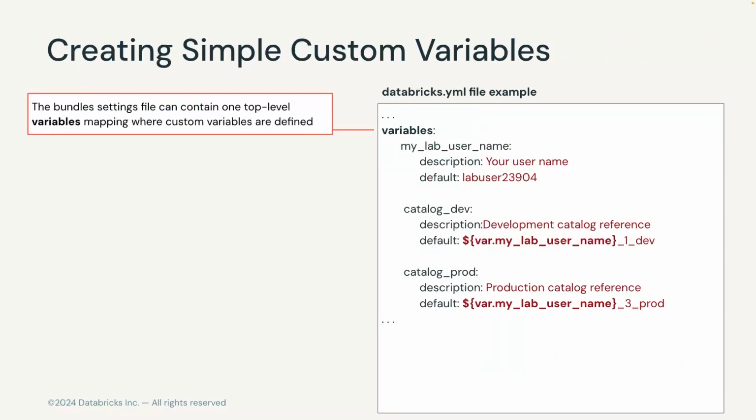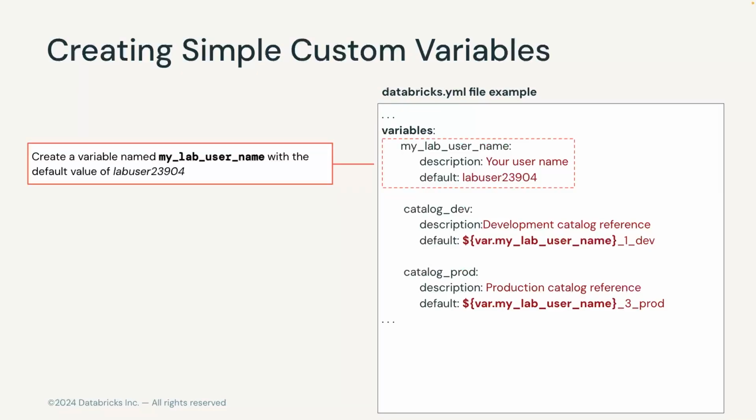Let's look at an example of creating and referencing simple custom variables in your databricks.yaml file. First, you define the variable's top-level mapping. Under variables, you can add your custom variables. The bundle setting file can only contain one top-level variables mapping where all your custom variables are defined. In this example, we'll create a variable named myLabUserName with a default value of LabUser23904.